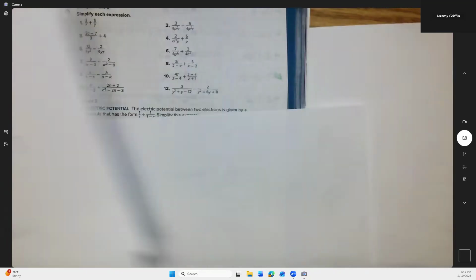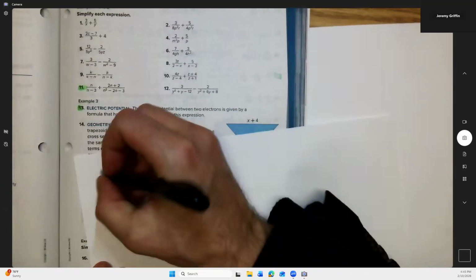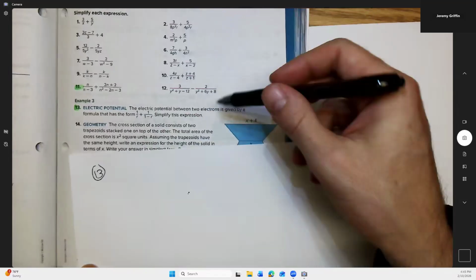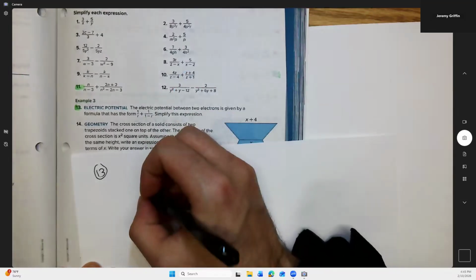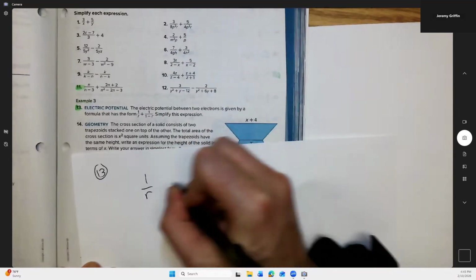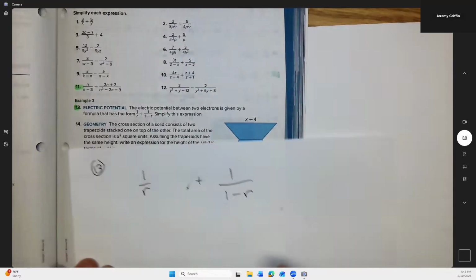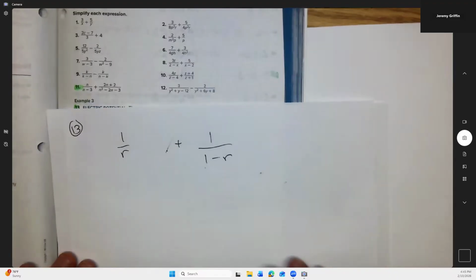Pretty good. Number 13, electric potential. The electric potential between two electrons is given by a formula that takes the form 1 over r plus 1 over 1 minus r. Can you simplify that? Like push it all into one giant fraction.